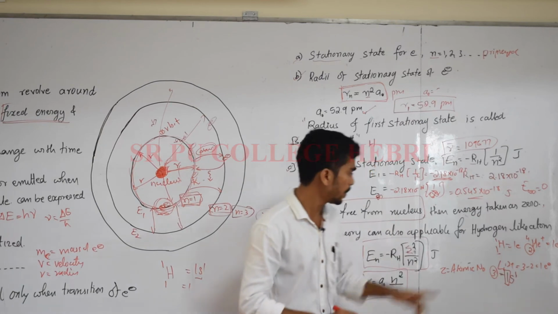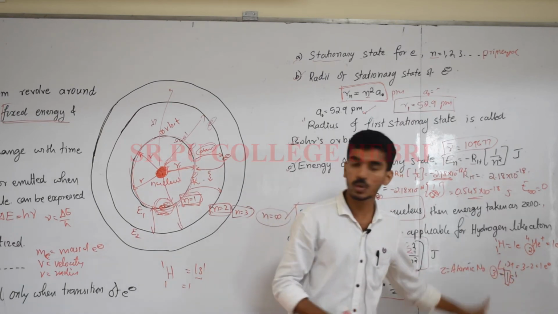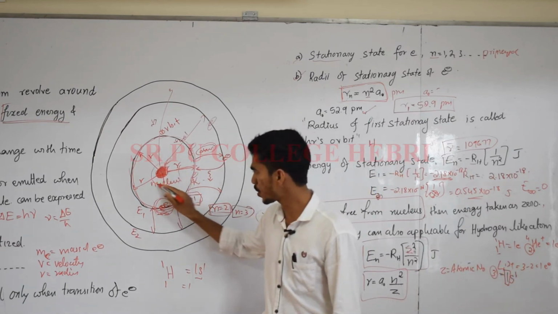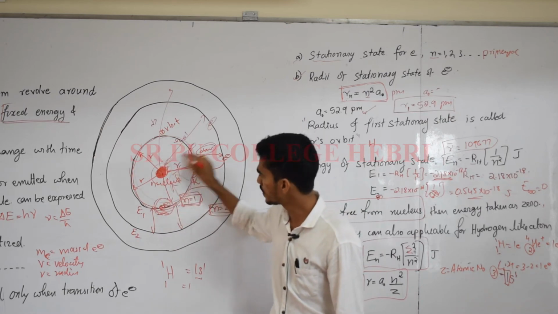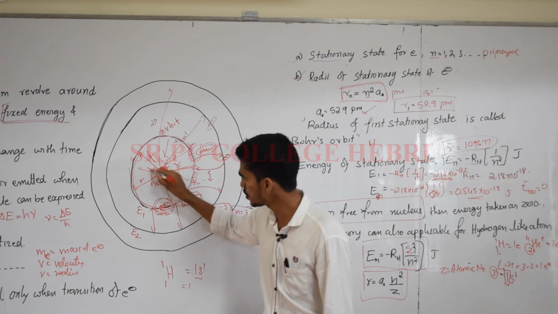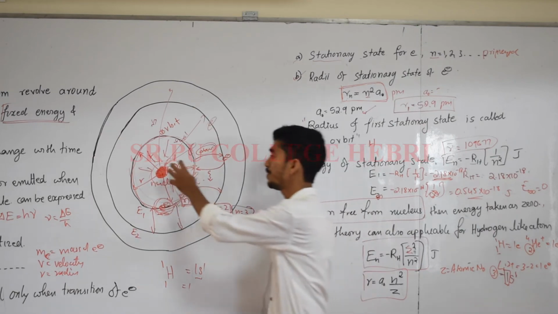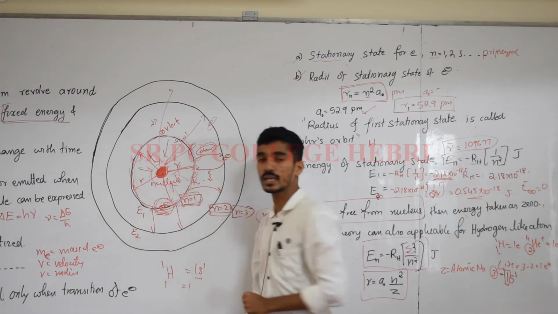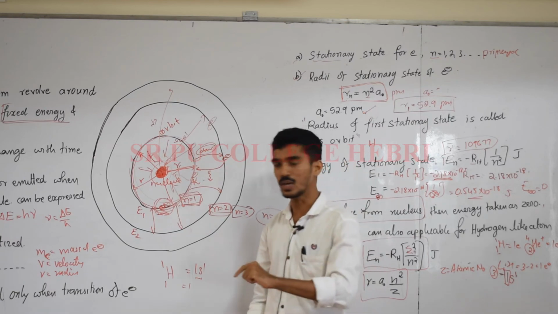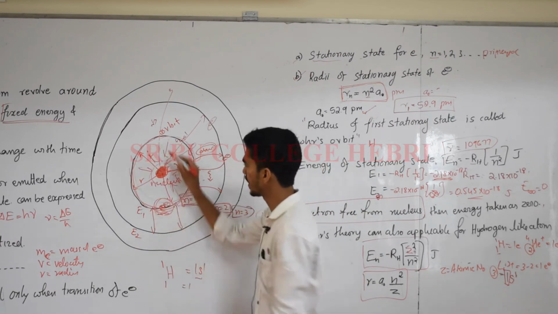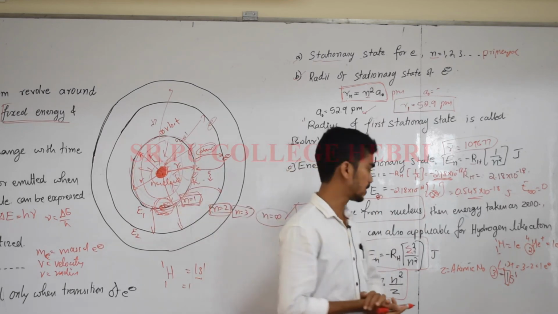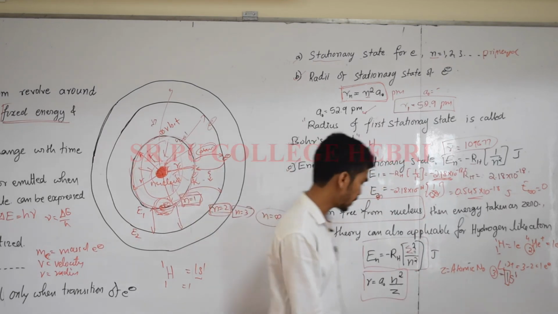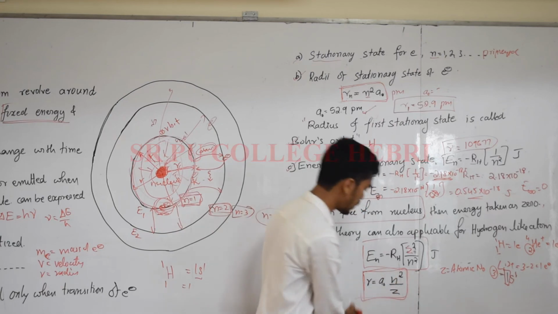But in lithium, how many protons are there? 3 protons are there. With 3 protons, the orbital is the same, then what happens? The orbital will undergo shrinking, because the effective nuclear charge is more in lithium than in hydrogen. So the atomic radius will be reduced for the hydrogen like atom.